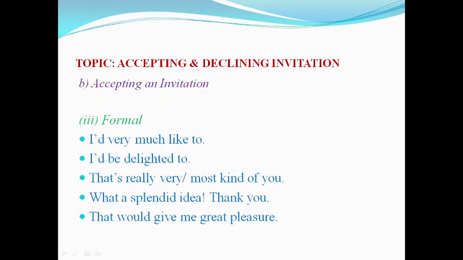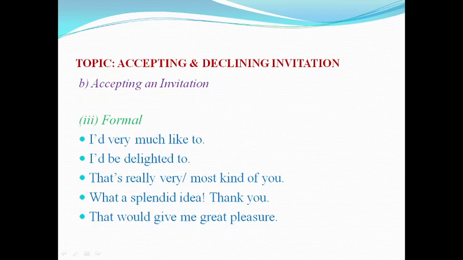I would be delighted to celebrate your birthday, or your birth anniversary or marriage anniversary. I would be delighted to, for example, or I would very much like to. These are the two formal expressions we can use for accepting.